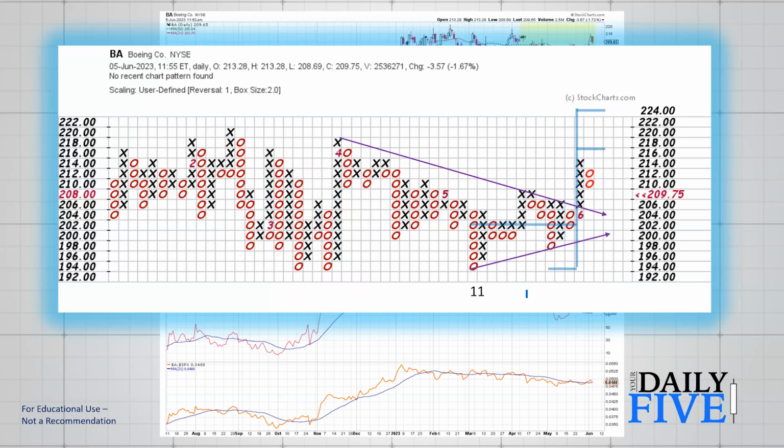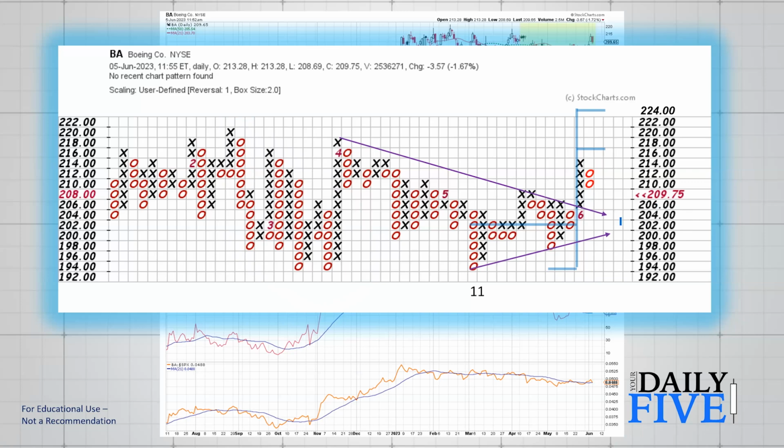And so here's a count. So John, walk us through this count. Well, this count is a partial count of the available space for counting. This one goes back 11 bars. The long blue line is our count line, and we move up times our box size 2, and it's a 1 box reversal.